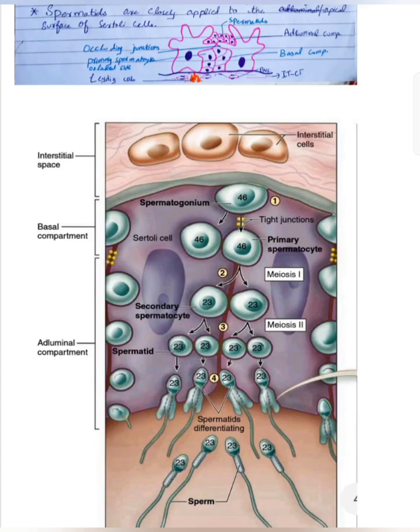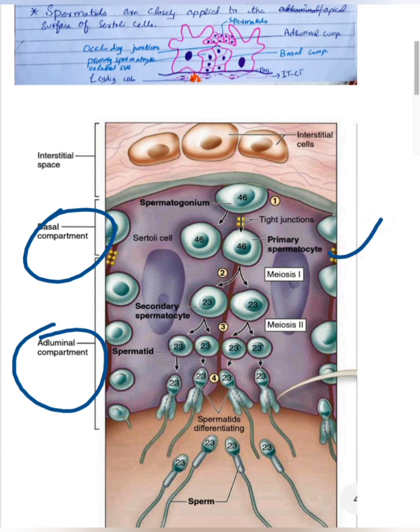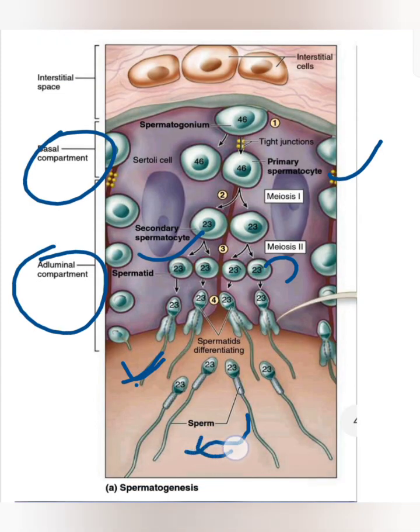And here is the diagram showing the basal compartment as well as the adluminal compartment. So you can see in the basal compartment there are the primary spermatocytes and the other pre-meiotic cells, whereas in the adluminal compartment there are the spermatids, differentiating spermatids which then differentiate to form the sperms.